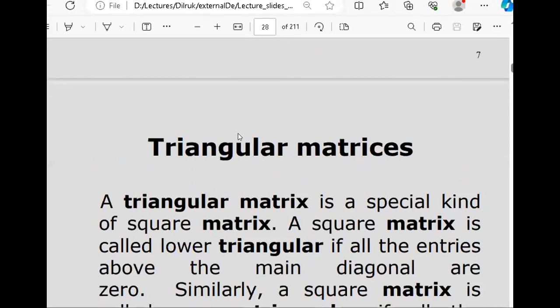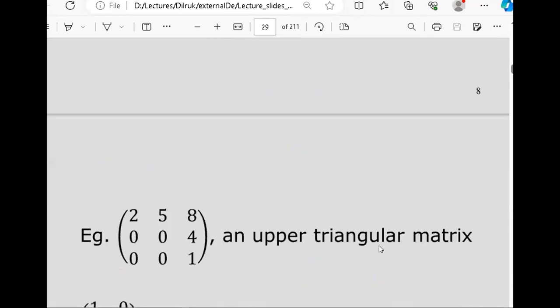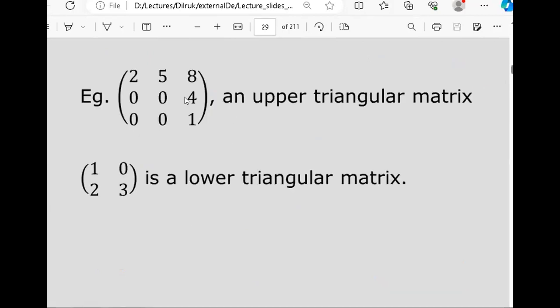Triangular: there are two kinds, upper and lower triangular matrices. For upper, below the main diagonal, all elements should be equal to 0. So this is called an upper triangular matrix. This is lower.